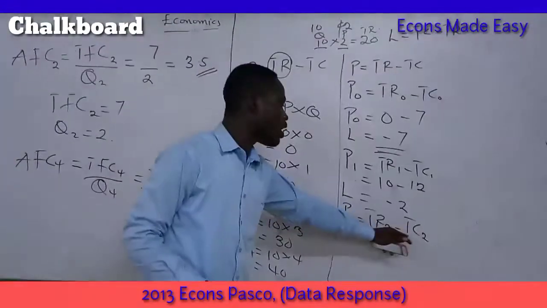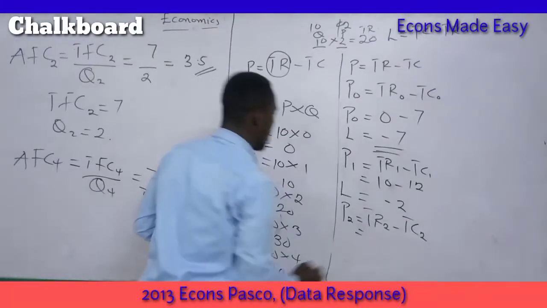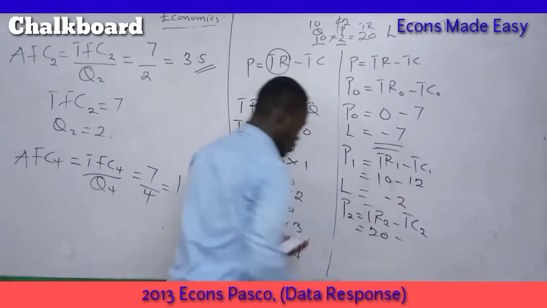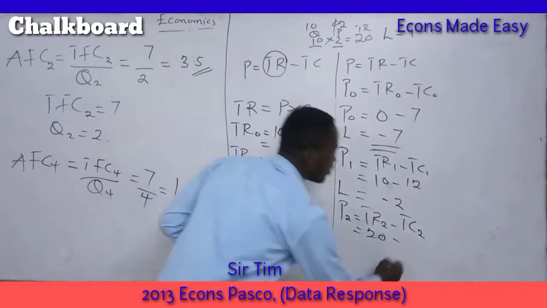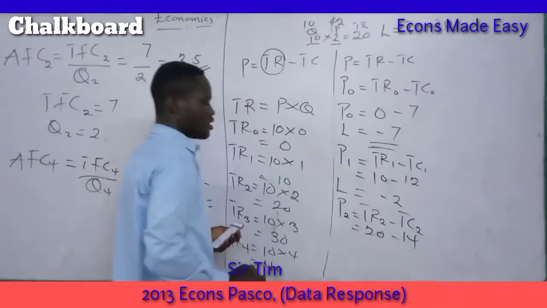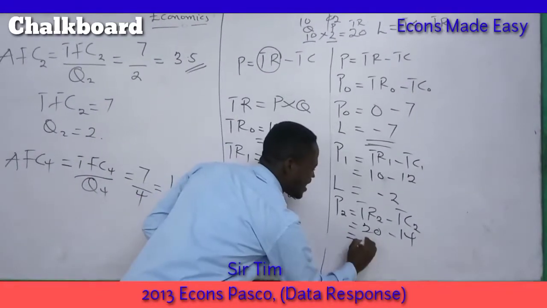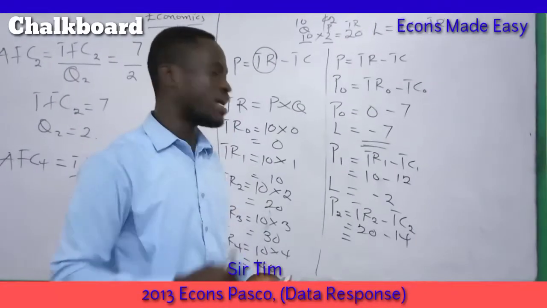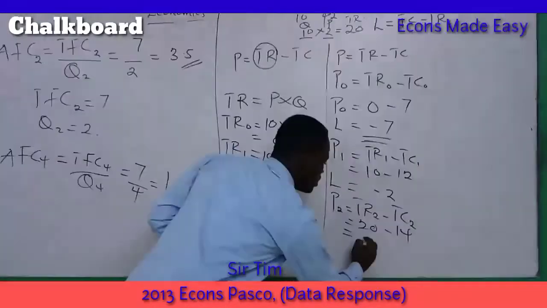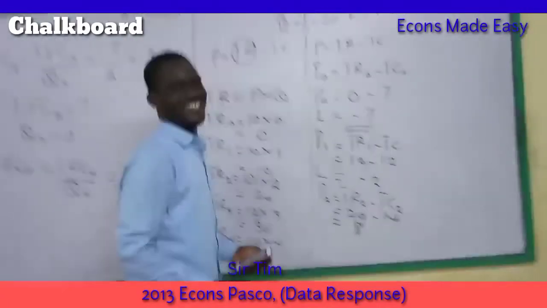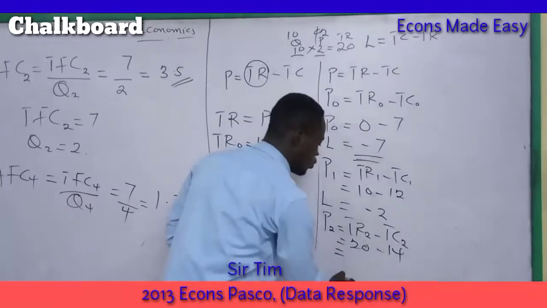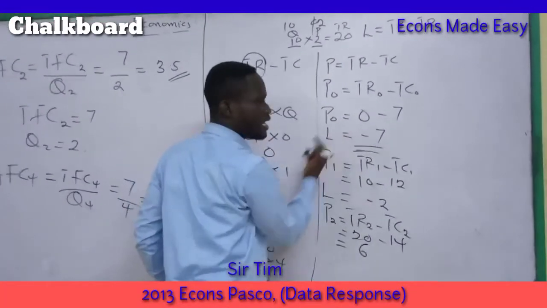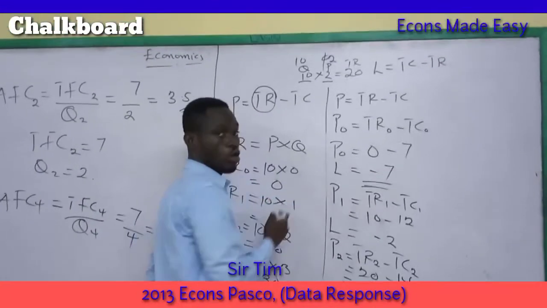Now total revenue for output 2 is given to us by what? 20. And our total cost for output 2 is now what? 14. So at this point, we are getting a positive answer. So if you are getting a positive answer, your answer is going to be what? Yeah. So 20 minus 14 is going to give what? 6. Now bear in mind, the first one we had a negative answer which gave us loss.